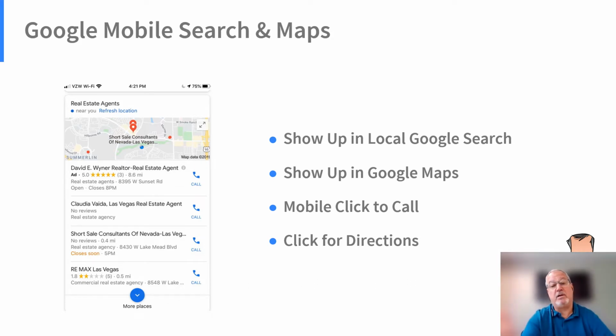So as you see here, you're going to show up in local Google search, show up in Google Maps, mobile, click to call. They can just click right there because your number's there. If they're in the car, they see a house somewhere and they want to find you, boom, they just click that. It makes it simple. People want ease of use these days, and they can click for directions.